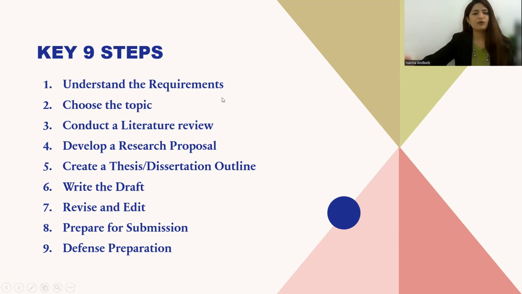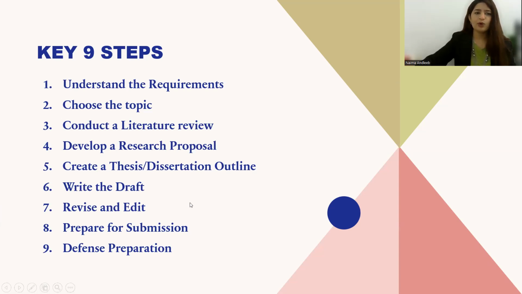After that, fulfill the requirements of your organization, go through your topic, conduct a literature review, develop a research proposal, create a thesis or dissertation outline, and write a draft of your proposal or thesis. Then revise and edit that draft after you get corrections from your supervisor, or even while you are writing and bringing in theories and a lot of literature related to your document. You are always in a process of editing and revising.